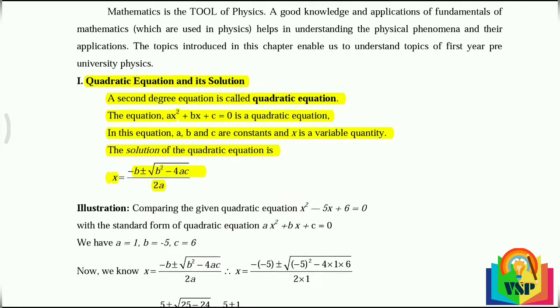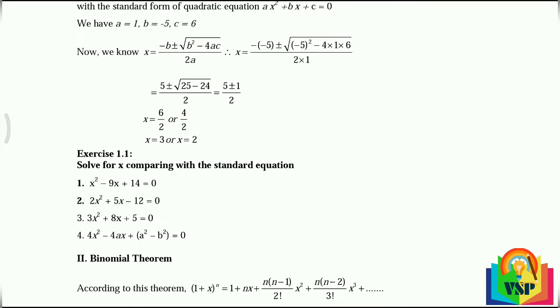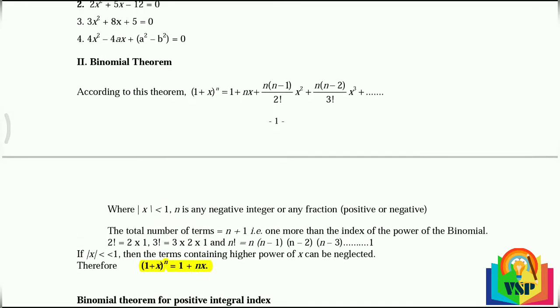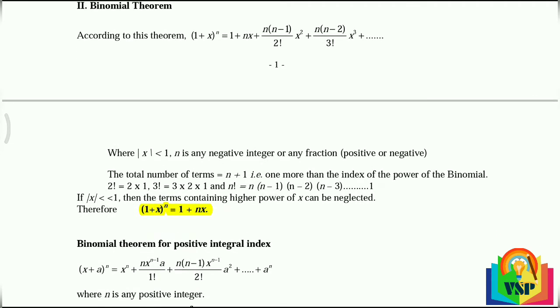I already explained the quadratic expression and its solution. Very important one: the second, binomial theorem. The formula is 1 plus x whole power n is equal to 1 plus nx. Another formula you can write is 1 minus x whole power n is equal to 1 minus nx.